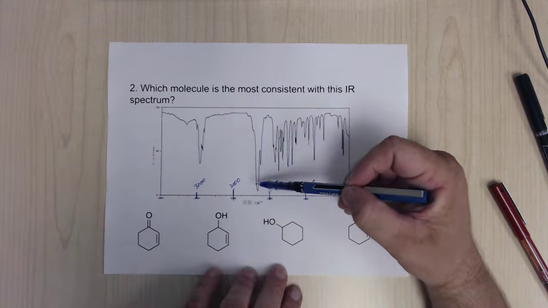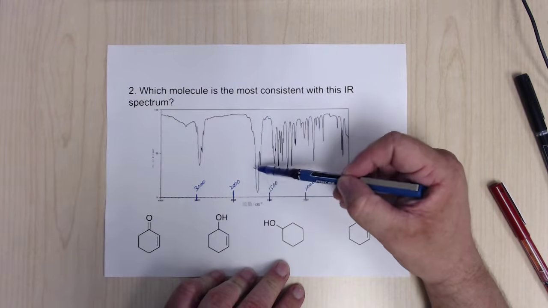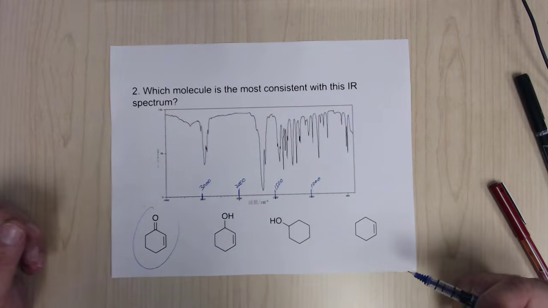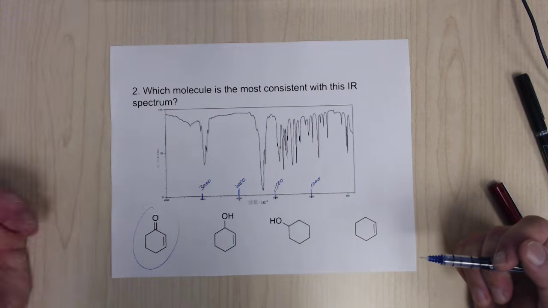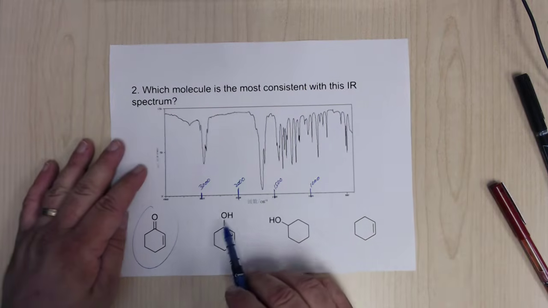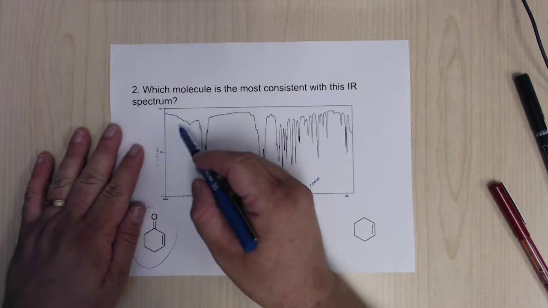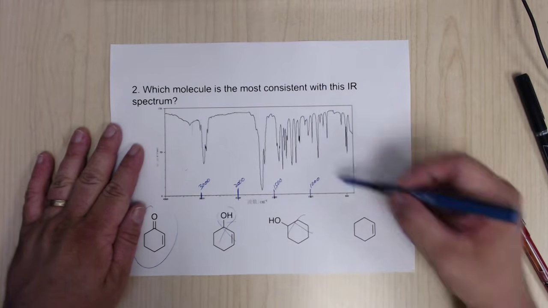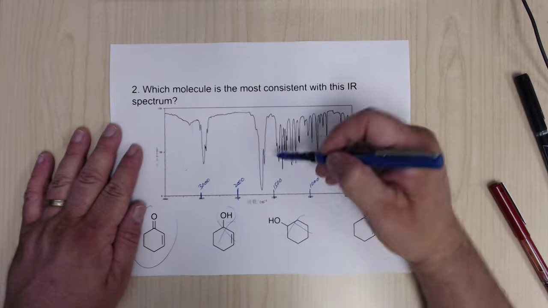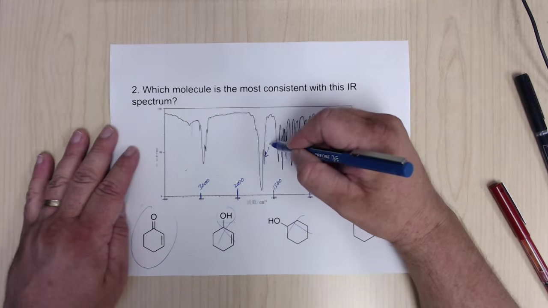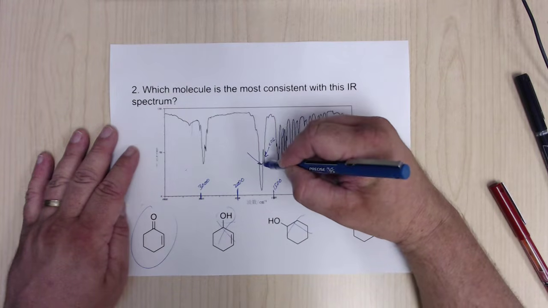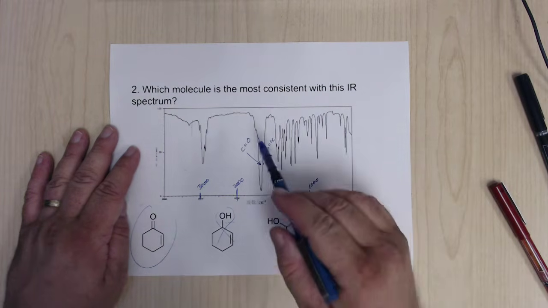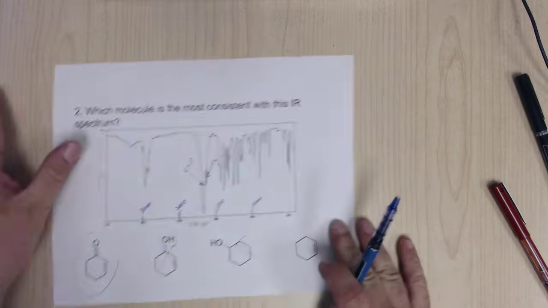Okay, so we have a C double bond O in our molecule, and so voila, it's this one, and we didn't have to do anything else. None of the other ones had it in there. But if you want to think about this, there's no OH peak, so we can eliminate that one. There is that 1700, right there. This is the carbon peak, this is the C double bond O peak. So it has to have both of those. So voila, there it is.